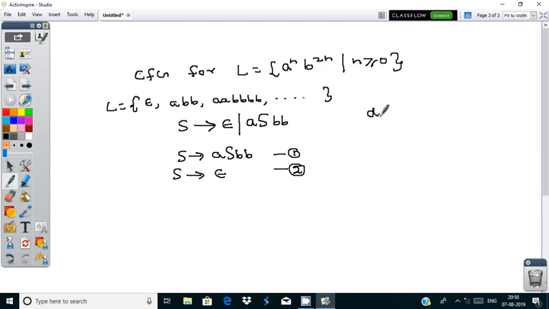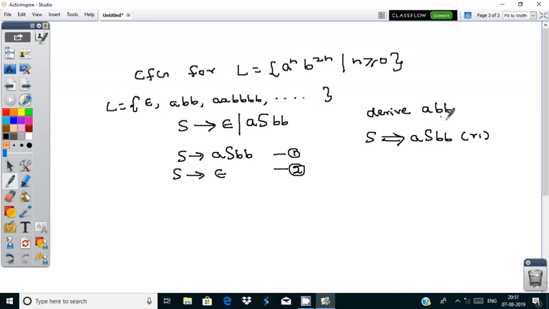Now we can take this grammar and ensure whether it is able to derive the string. So in short, we will try to derive A, B, B. Now which rule do you have to apply? The rule you have to apply here is rule number 1, because that only derives A and double B's here. So S derives A, S, B, B. So obviously this is rule number 1.